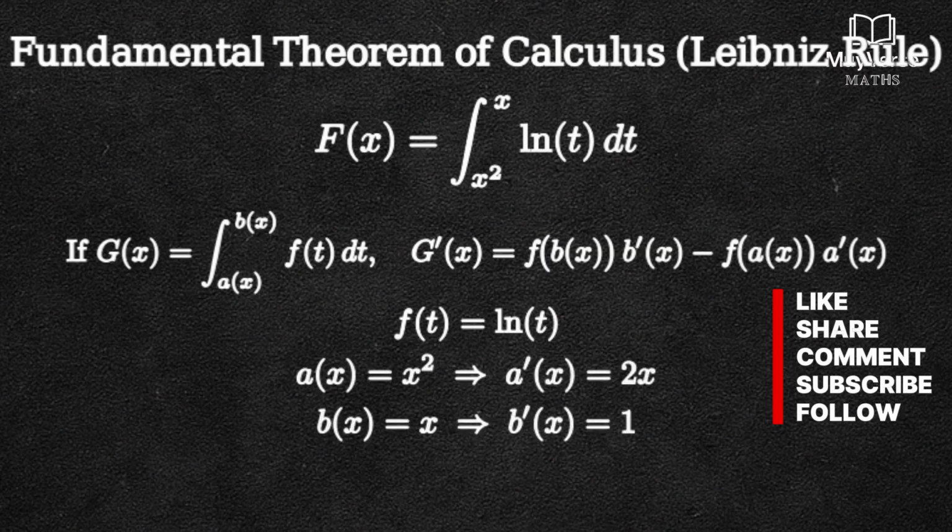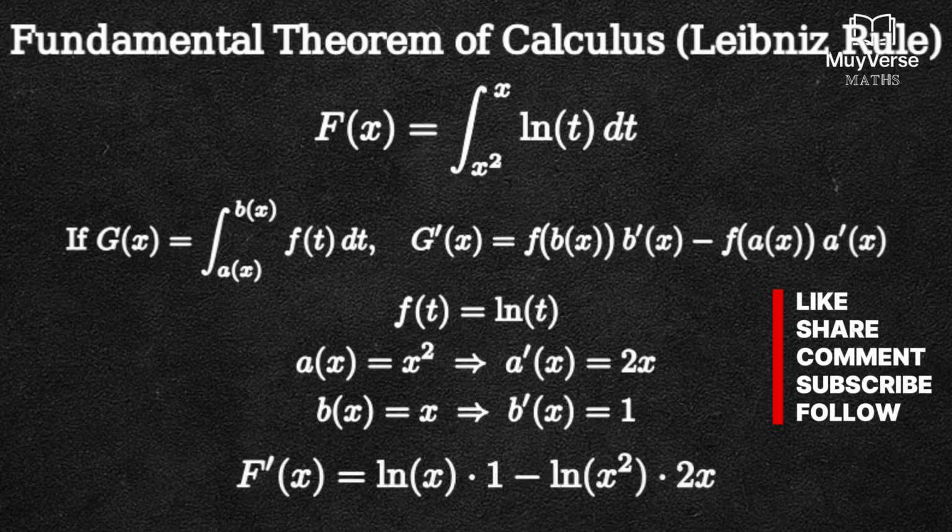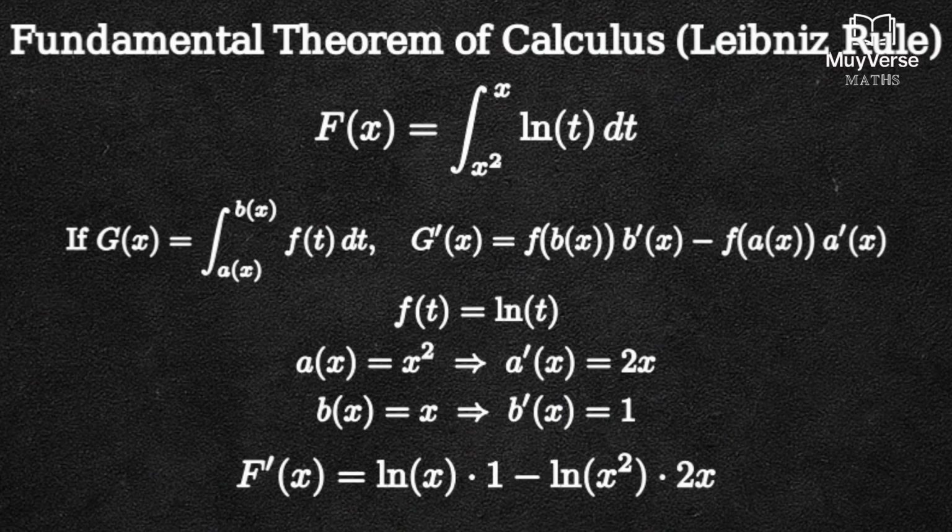Step 2. Plug into the formula exactly as written. f prime of x equals natural log of x times 1 minus natural log of x squared times 2x. We will simplify this next. Focus on natural log of x squared and the 2x.